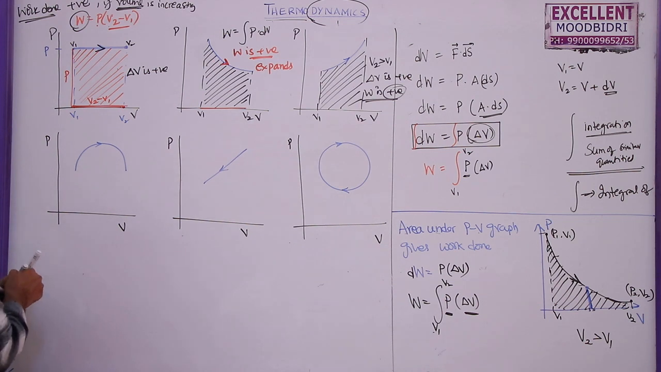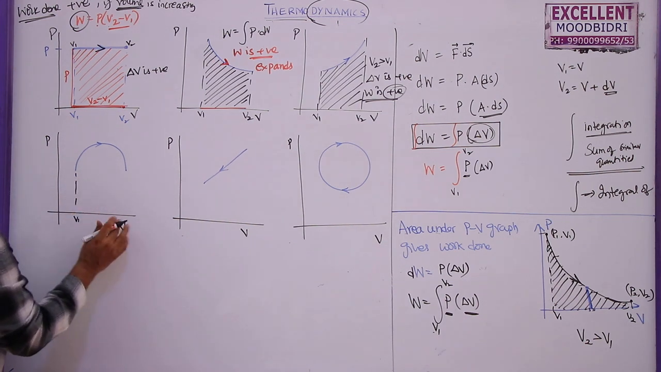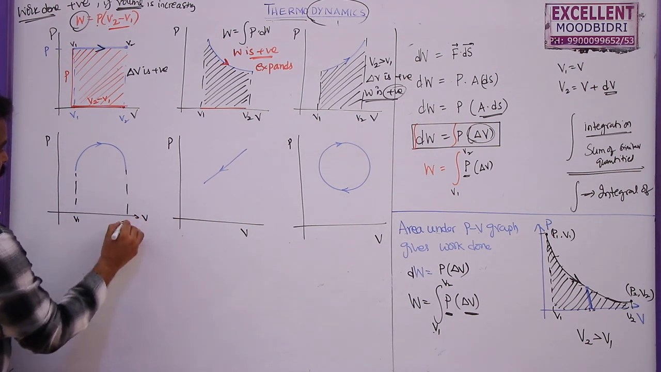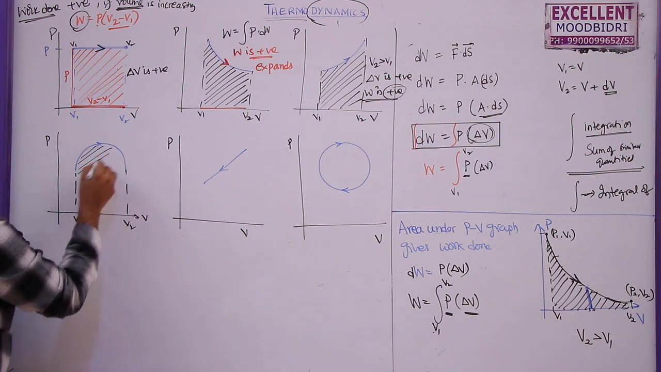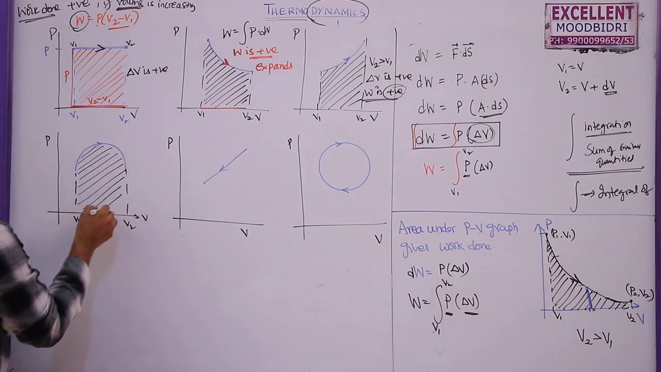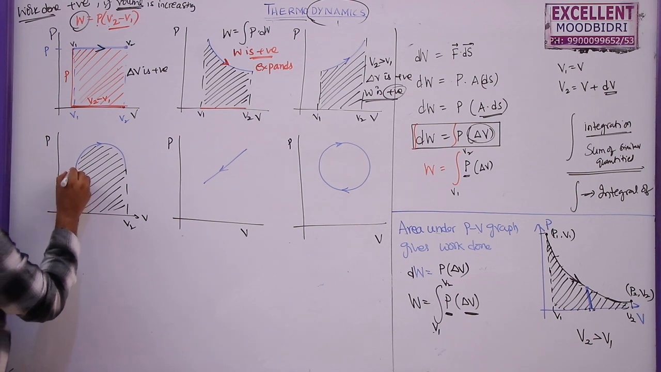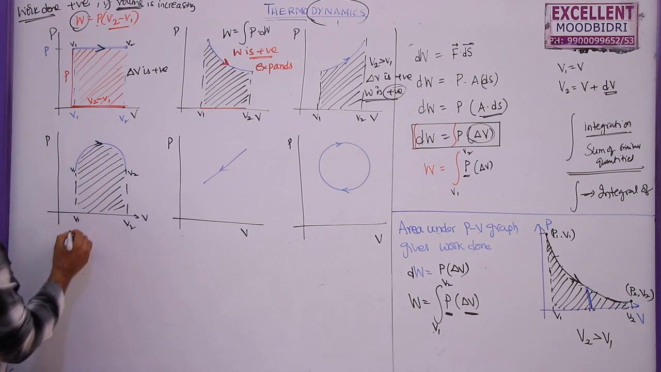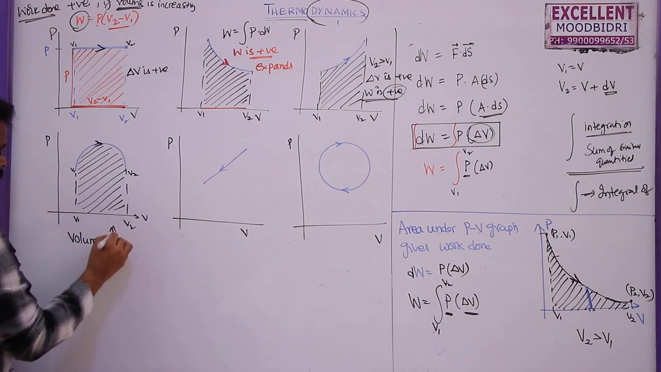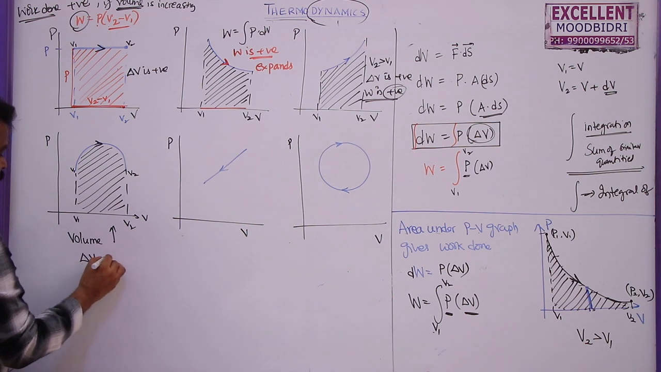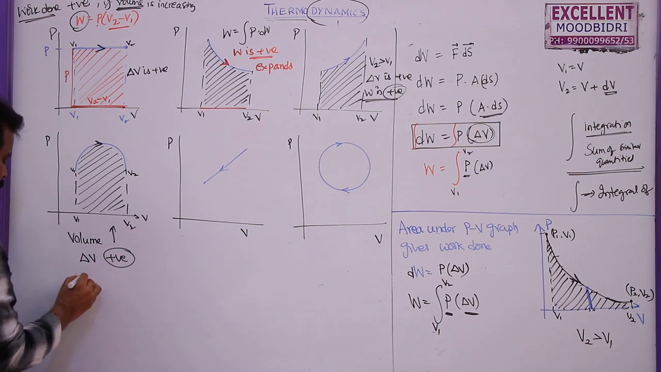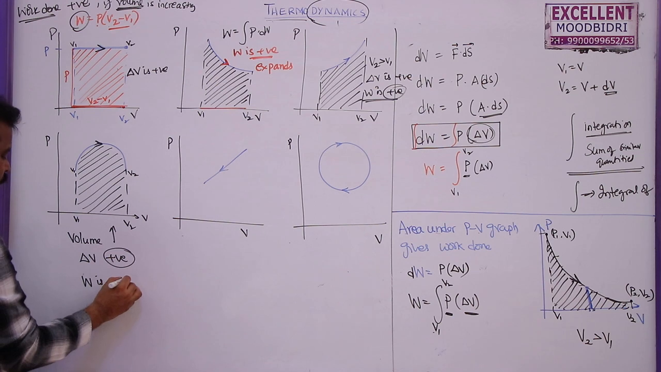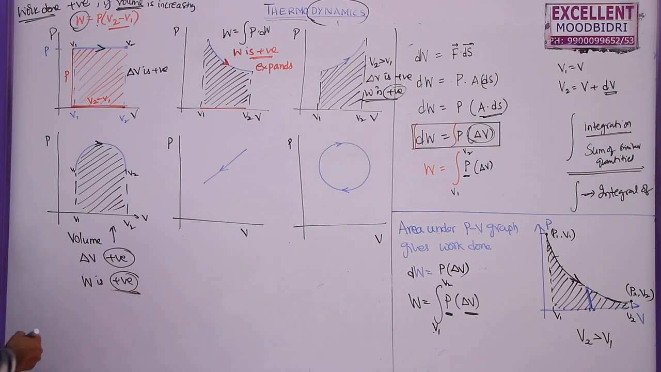In this fourth diagram, this is the initial volume and this is the final volume. This is the area under this graph. So in this, volume is changing from V1 to V2 and it is increasing here. So as the volume is increasing, we can say delta V is positive and work done is positive.